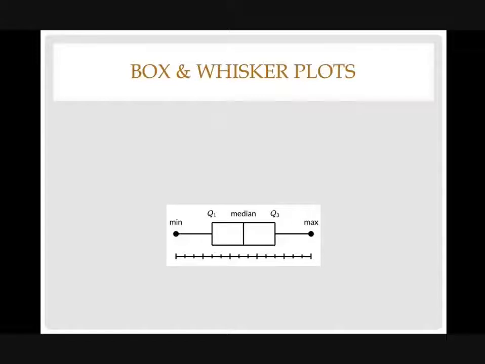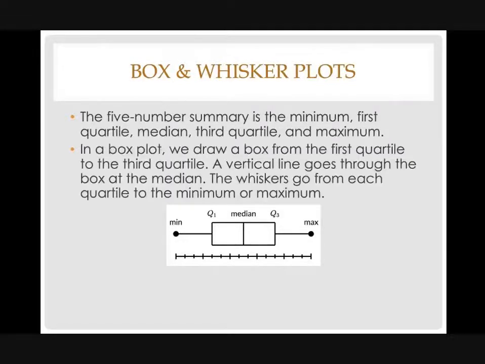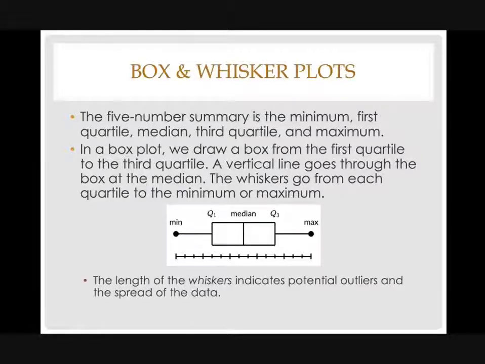So, box and whisker plots. You may remember this from middle school. Box and whisker is a 5-number summary. It has a minimum, a first quartile, a median, a third quartile, and a maximum. In a box plot, we draw a box from the first quartile to the third. A vertical line goes through the median, and the whiskers extend out to the minimum and maximum. The length of the whiskers indicates the potential outliers and the spread of the data.